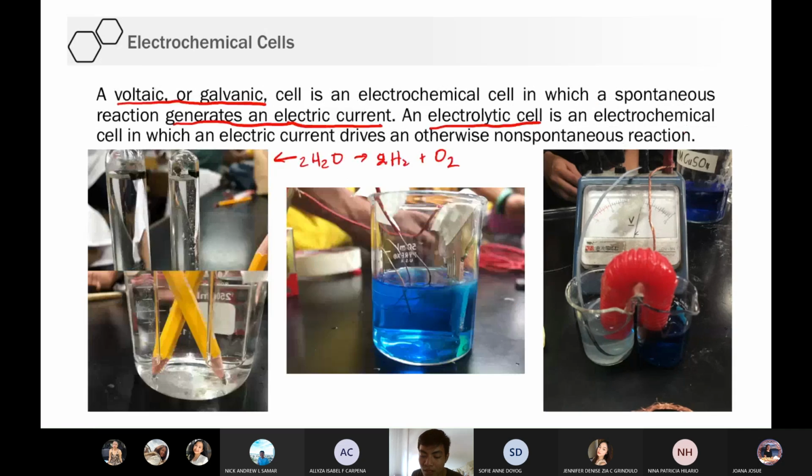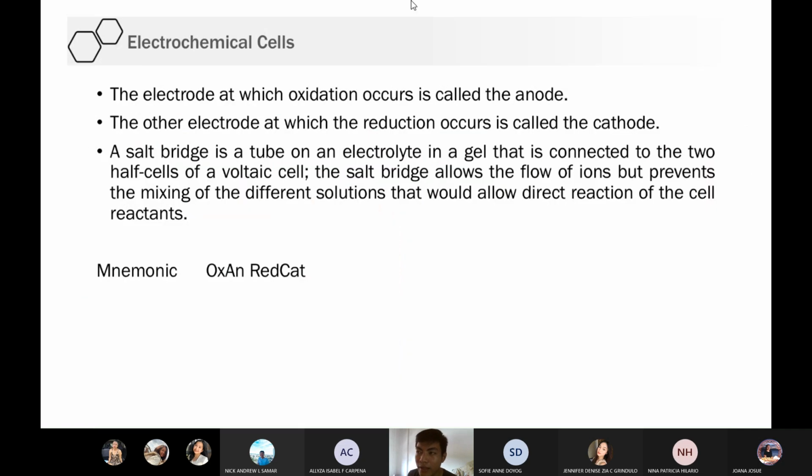Okay? So, ganun. And yung napapansin nyo sa gitna, that's the salt bridge. The purpose of the salt bridge is to maintain neutrality. Para maging balance lang yung ions. Kasi when atoms lose electrons, 'di ba nagiging positive sila. So to counter that, yung gagawin ng salt bridge, yung negative ions ng salt bridge, yun yung gagamitin niya to neutralize those positive charges.